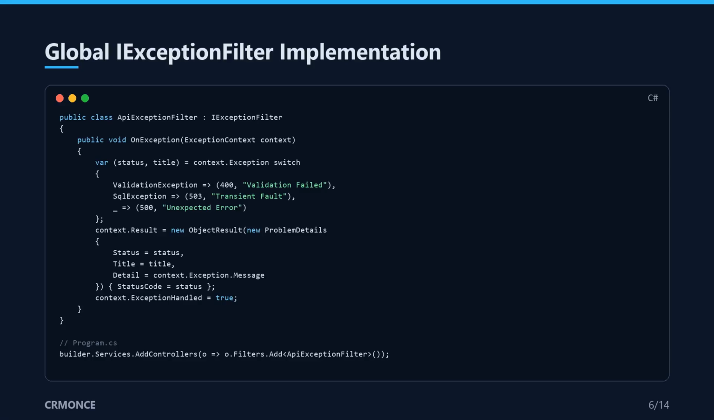Middleware is great for catching everything, but sometimes we want tighter integration with the MVC pipeline, especially if we need access to model state or action arguments. That is where a global IExceptionFilter comes in. We implement OnException, inspect the thrown exception, and set context.Result to an ObjectResult carrying our problem details payload. Setting ExceptionHandled to true tells MVC we have fully processed the error, so it will not continue up the pipeline. We register this filter globally in Program.cs, so every controller in the API automatically benefits without needing per action try-catch blocks scattered throughout our code base.